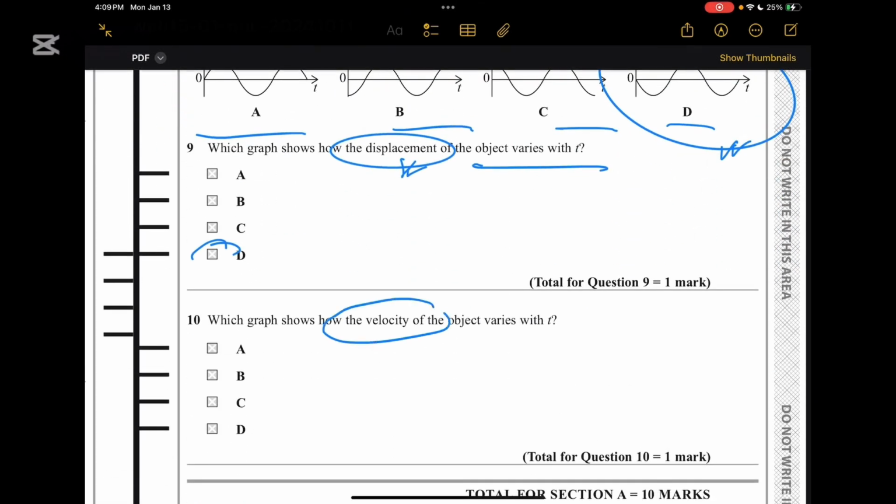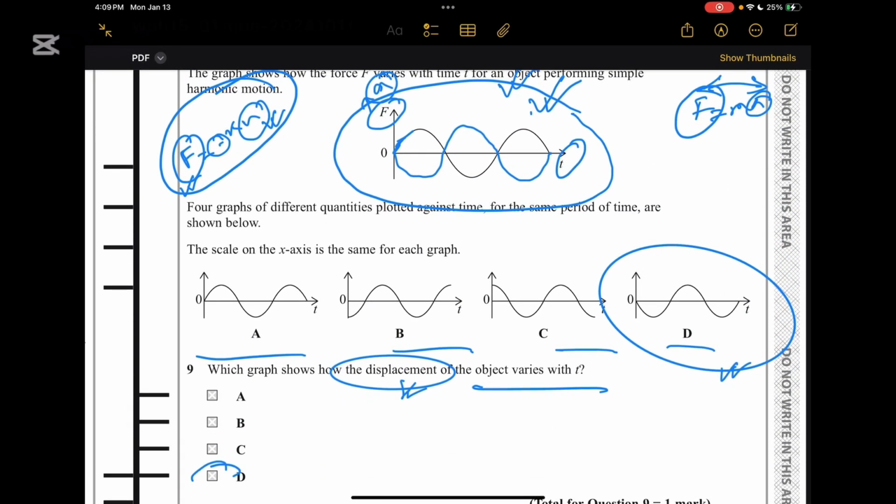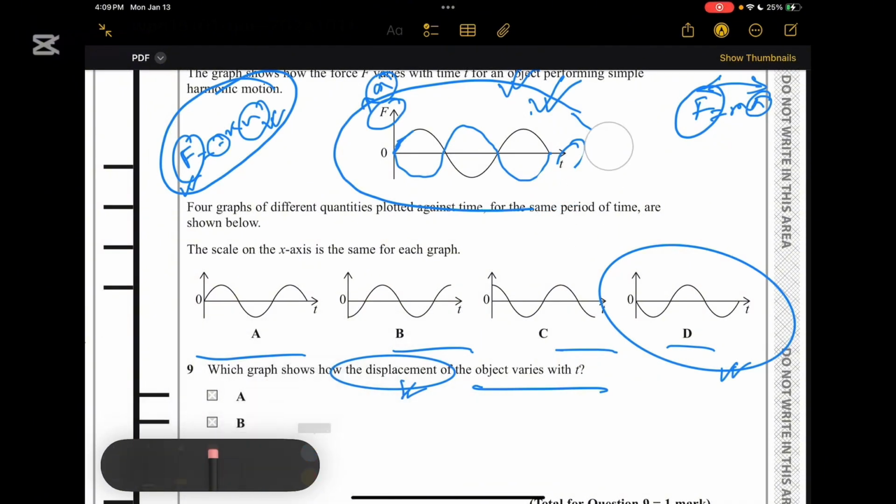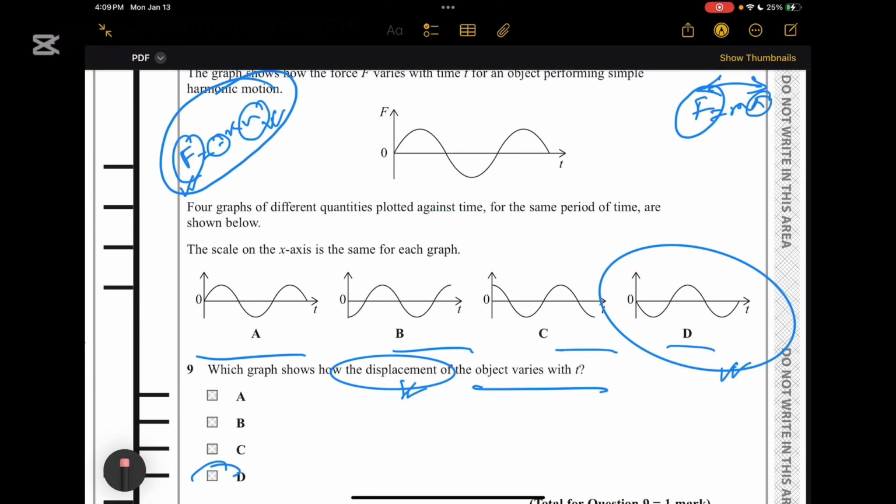Now moving forward, they have asked us about the velocity. So we know velocity is the derivative of displacement. Or we can also say one thing. Let's erase that part and write it down like this. When something is in simple harmonic motion, when the displacement is maximum, at that time the velocity is 0, and when the velocity is maximum, at that time the displacement is 0. When the displacement is maximum, the velocity is 0. When the velocity is maximum, the displacement is 0.